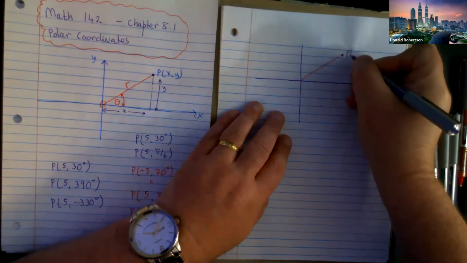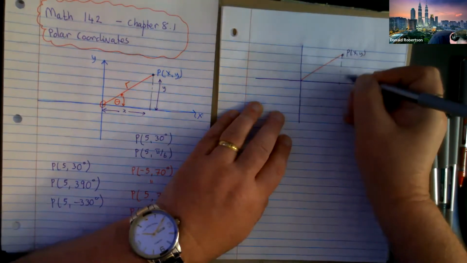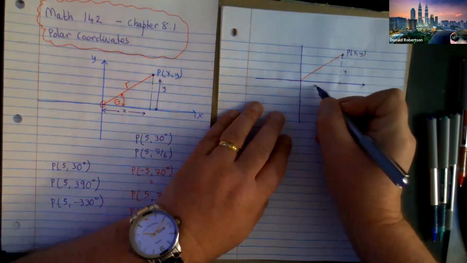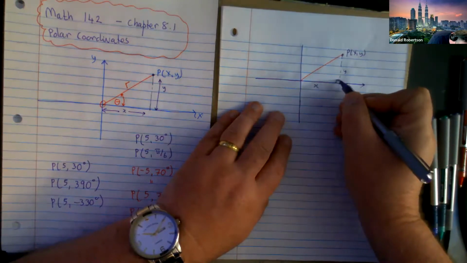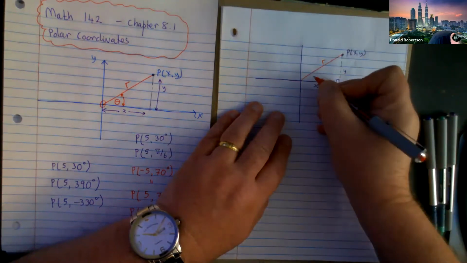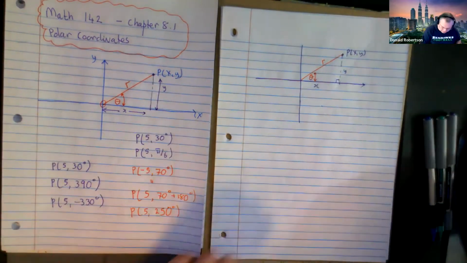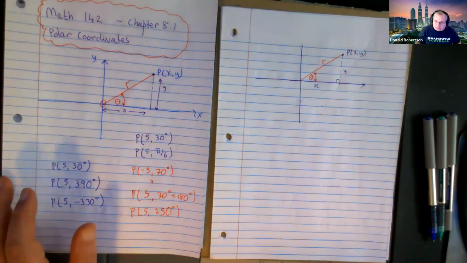Here's my X, Y guy. That's Y. That's X. And there's a little right angle triangle. And there's R. And there's theta. Now I can prove this to you, but just trust me.